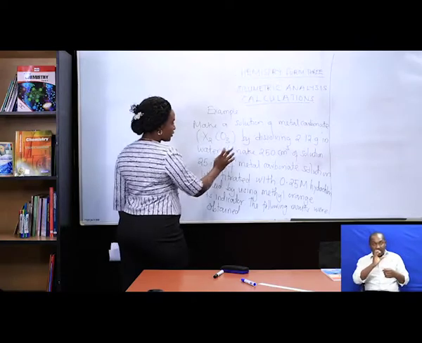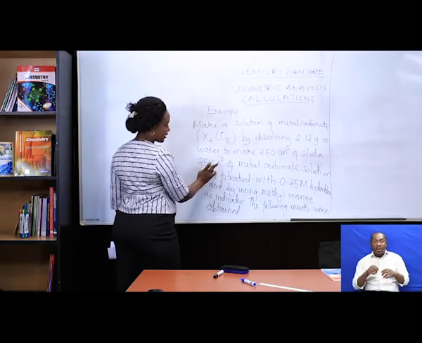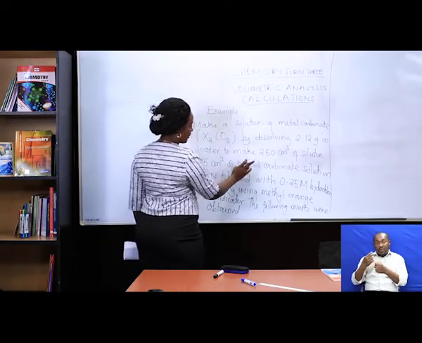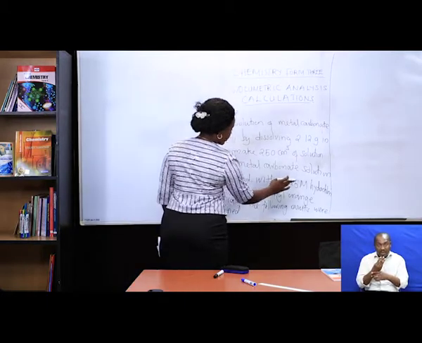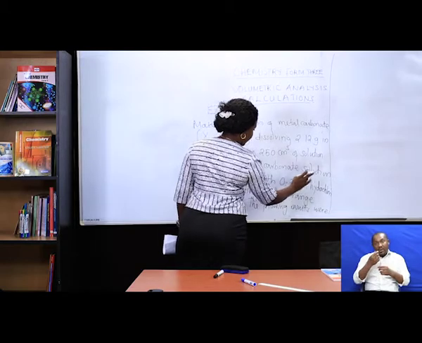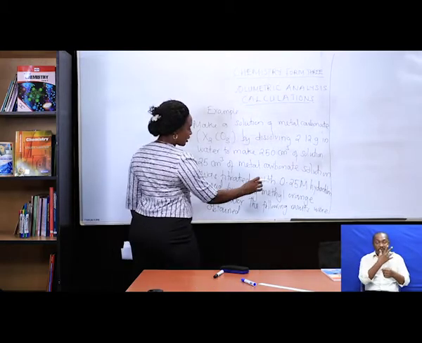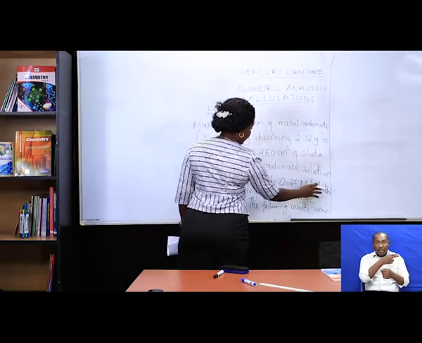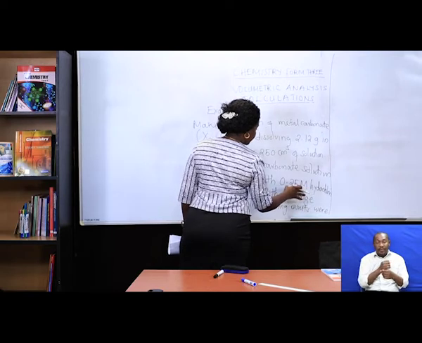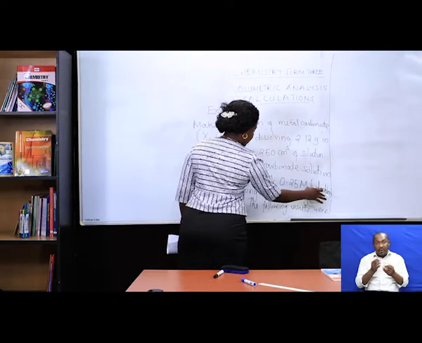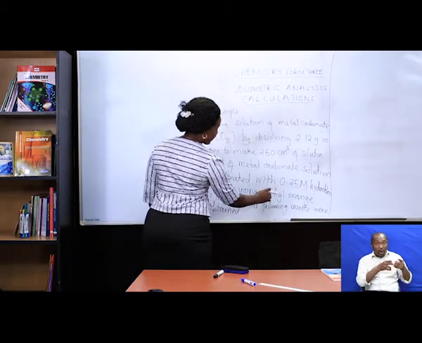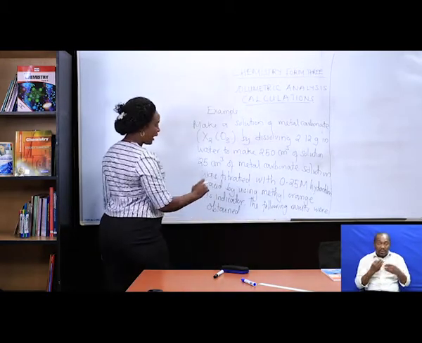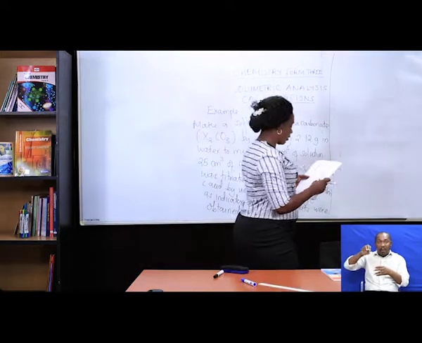Then out of this, they took only 25 cubic centimeter of the metal carbonate solution and titrated it with 0.25 molar hydrochloric acid. This shows that this is a known concentration, so hydrochloric acid was a standard solution. Then, using methyl orange as the indicator, they obtained a table of results.